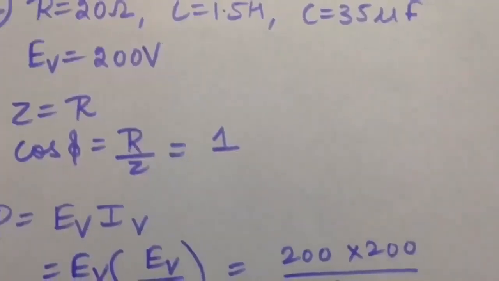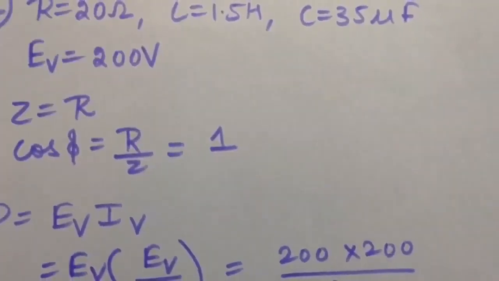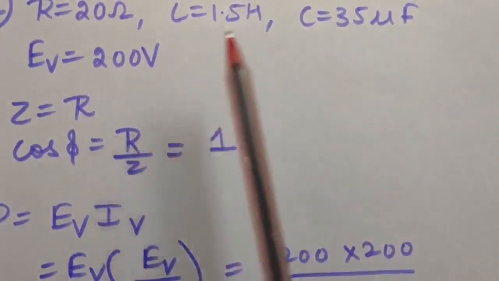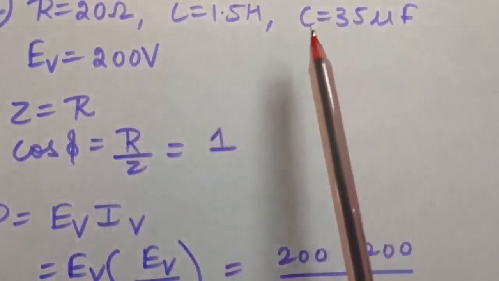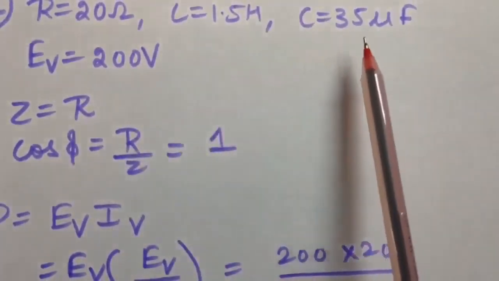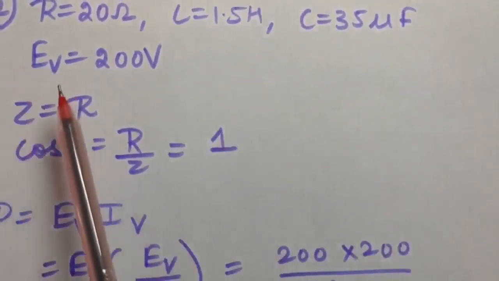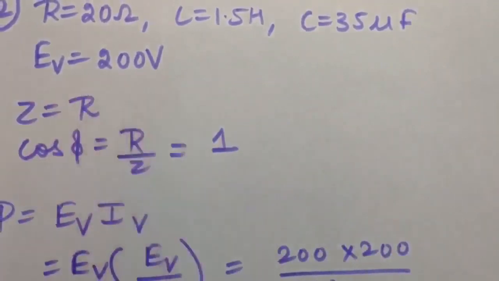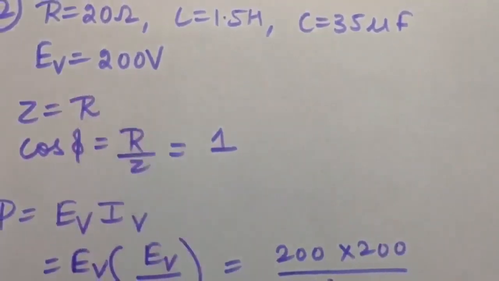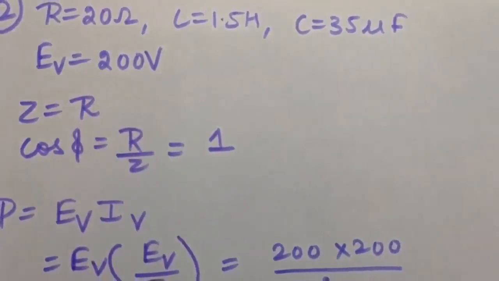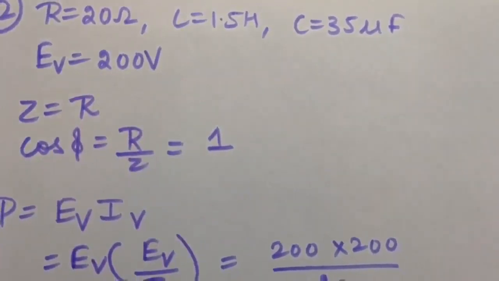Okay, so in the 12th question, the value of R is given to be 20 ohms, L is given to be 1.5 Henry, and capacitance is given to be 35 microfarad. And the value of EV is also given, that is 200 volt. Now it says if Z is equal to R, that is, impedance is completely due to resistance, then what will be the power factor and power required.